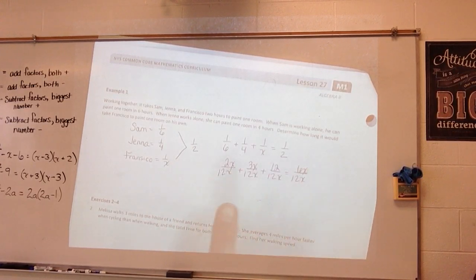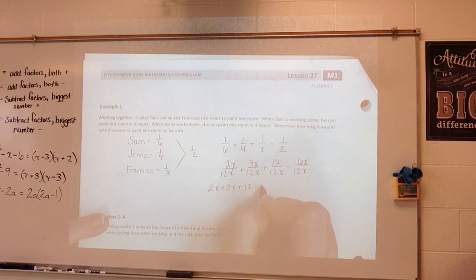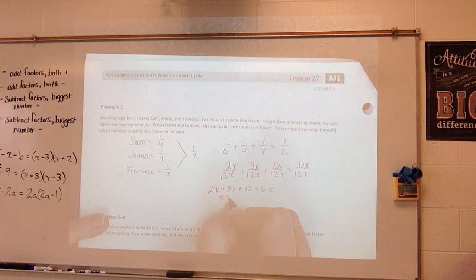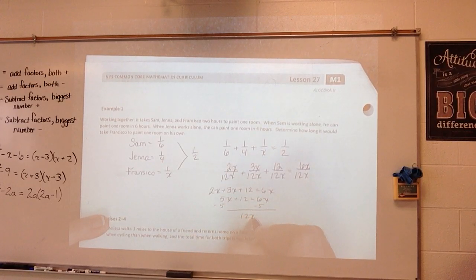Common denominator, so I can look at it like this. 2x plus 3x plus 12 is equal to 6x. So 5x plus 12 is equal to 6x. Subtract 5x. 12 is equal to x.